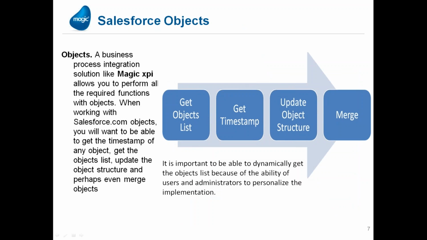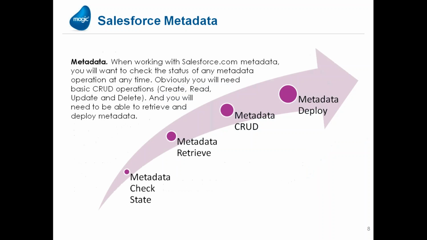So in order to do that, working with objects means you're going to want to be able to get the objects list, work with the timestamping capabilities of the Salesforce system, be able to update the object structure, be able to merge objects within Salesforce. So it's important to be able to dynamically get the objects list because of the ability of the users and the administrators to personalize the implementation. So what Magic XBI Integration Platform will do is read all of that in at the beginning as you're designing your business process flows, so that you have not just a generic view of Salesforce, but a view of your customized version of Salesforce. Very important.